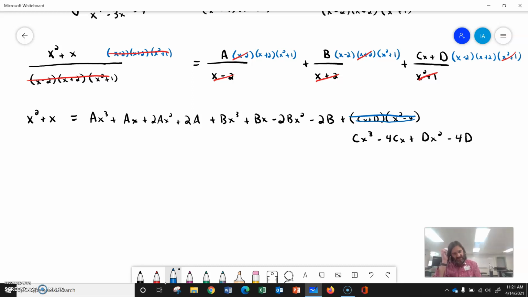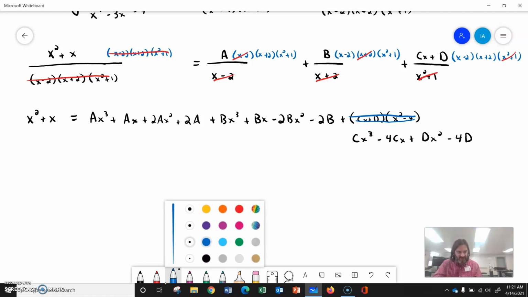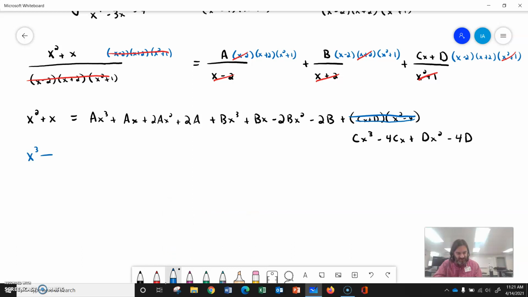All right, now we've got to find A, B, C, and D. All right, good luck. So the highest thing we got here is an x cubed. So the x cubed gives us A plus B plus C. Oops, excuse me. 0 equals A plus B plus C. Let's color code those. Well, we don't know what any of those are, do we?